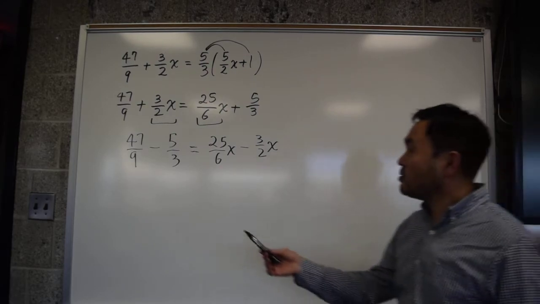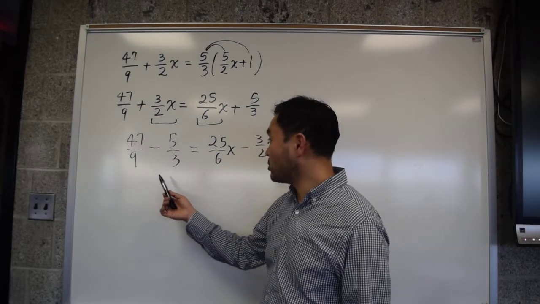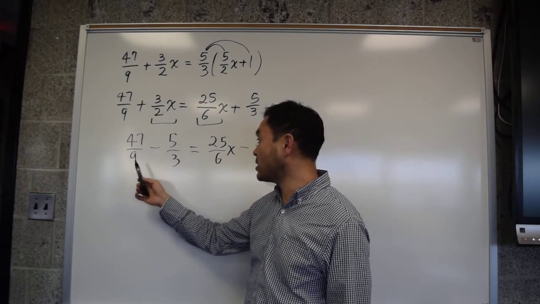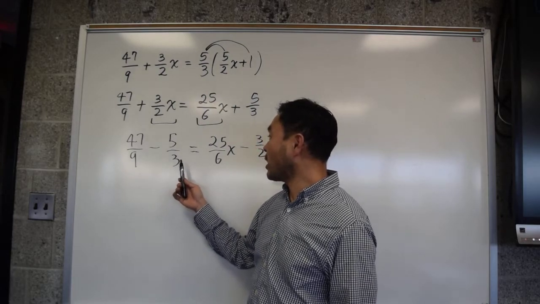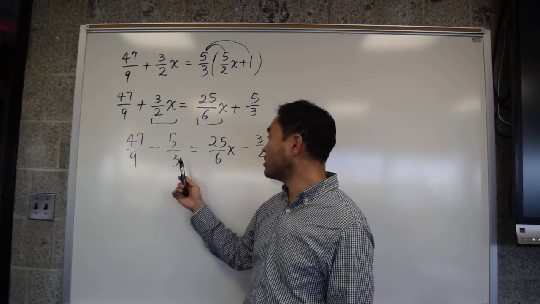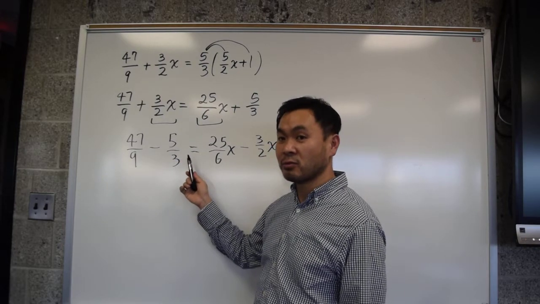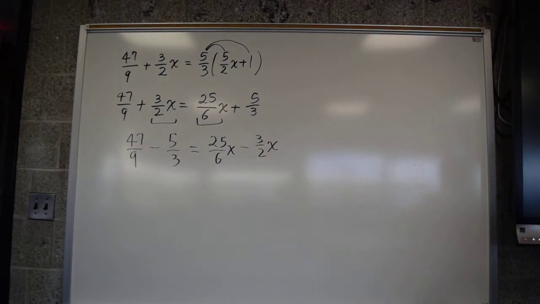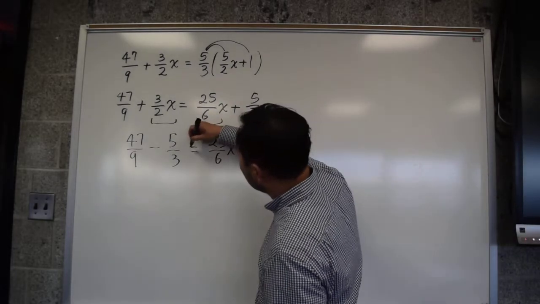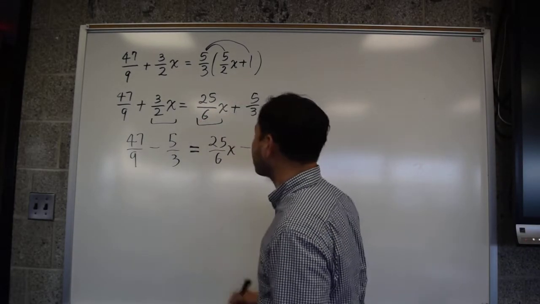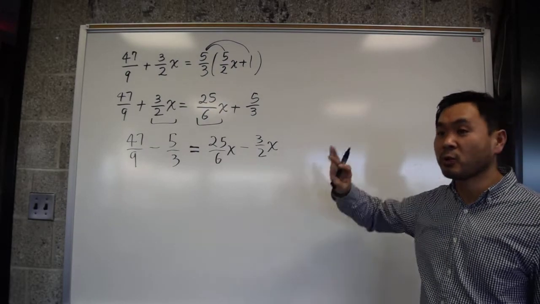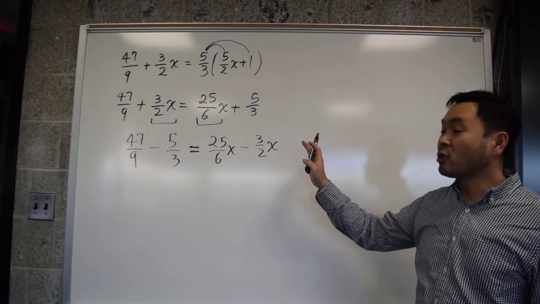Now, to combine these two, you need common denominators, right? You can't just add these two fractions because this one has 3 as the denominator and this has 9 as the denominator. So you have two options. One is you can multiply 3 top and bottom so that they have the same common denominator. Another possibility, and this only works if you're working with an equation: if you have an equation, then you're allowed to multiply or divide or add or subtract whatever as long as you do the same thing to both sides.